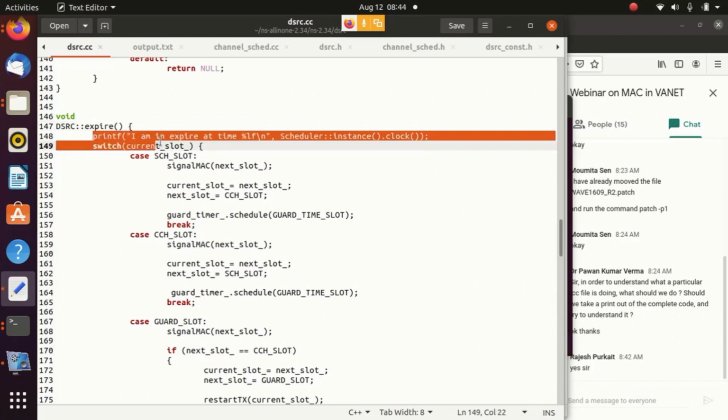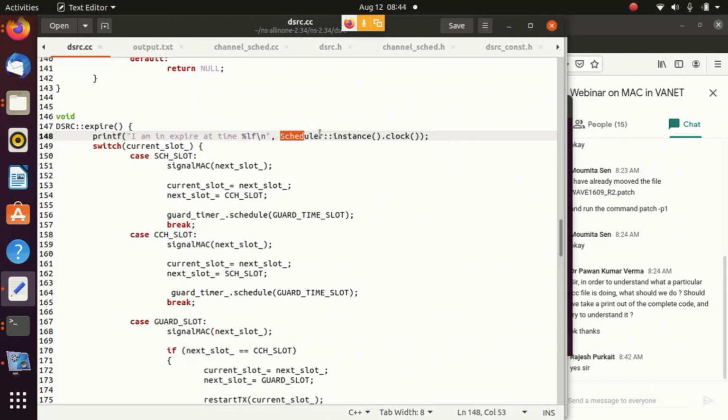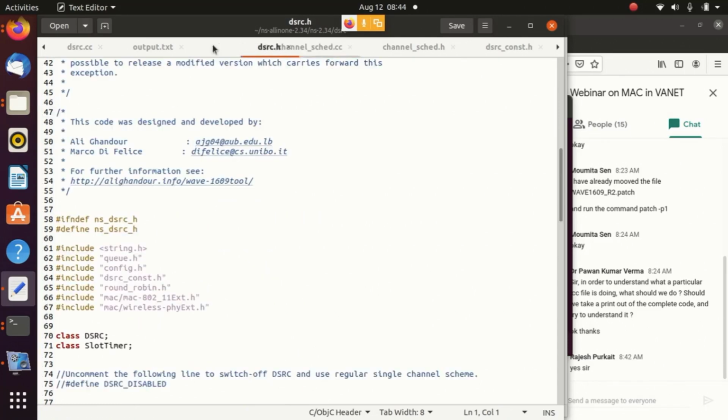So here also I have printed this thing. That is why you see this, that in output 4 milliseconds you got due to this variable. Okay. Now switch current slot. Now remember, whenever we are reading any function, expire, we should first check its corresponding .h file. Okay.